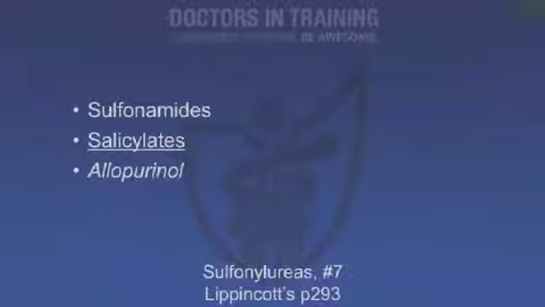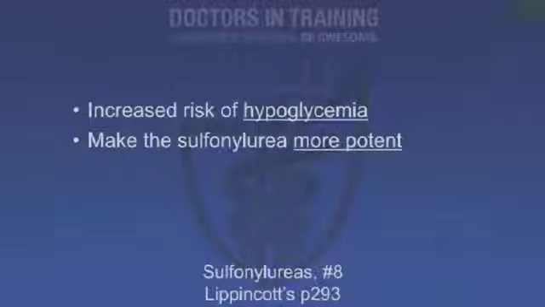Adverse effects of sulfonylureas. The primary adverse effect you need to be aware of is hypoglycemia, especially in the presence of renal insufficiency, as I mentioned. If you look in Lippincott on figure 24.12, it shows a large number of drug interactions. Just to go over some of the common ones, sulfonamides, salicylates, allopurinol, all these, through various different interactions, will cause an increased risk of hypoglycemia because they make the sulfonylurea more potent.